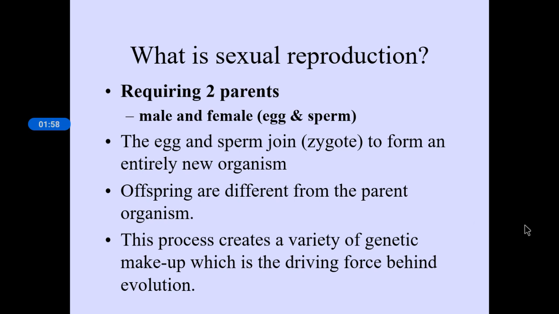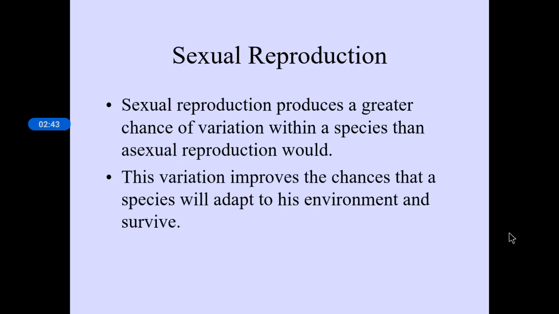And this process creates variety, that is, sexual reproduction creates a variety of genetic makeup which is the driving force behind evolution. As in sexual reproduction there is a fusion of male and female, two individuals, there is lots of variety in genetic makeup. So what is actually the need of sexual reproduction? It incorporates variation in species, which in turn ensures survival of that species. That means evolution of new species, which helps them to adjust better to the environment. And sexual reproduction produces a greater chance of variation within a species than asexual reproduction.